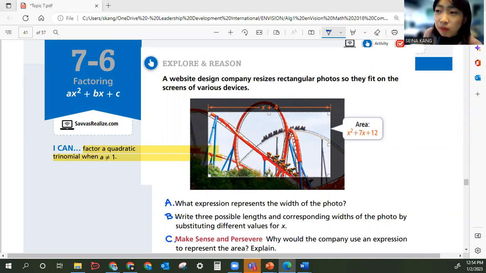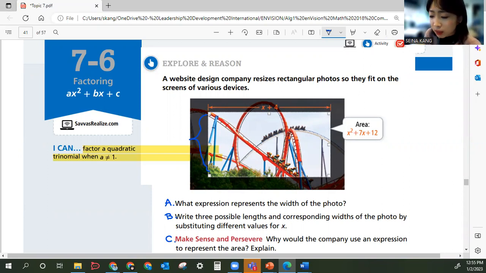Part A, what expression represents the width of the photo? The width will represent the shorter side, and we don't have that information. But looking at the given information, we'll be able to figure out the width of the photo. How do we figure it out? Yeah, we're going to factor the area. And x plus 4 is one factor. The other one is our width, right?